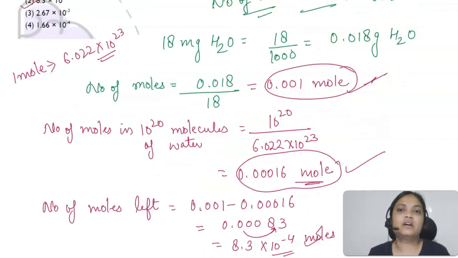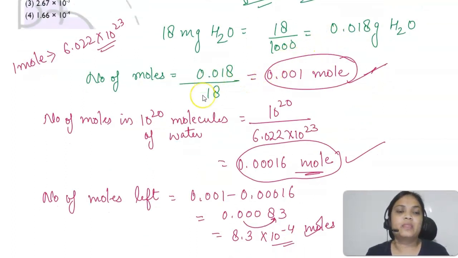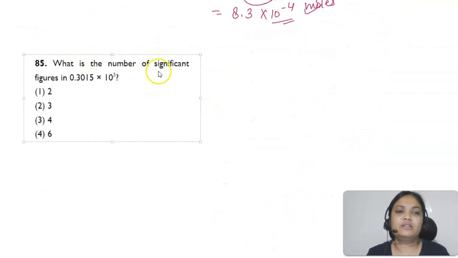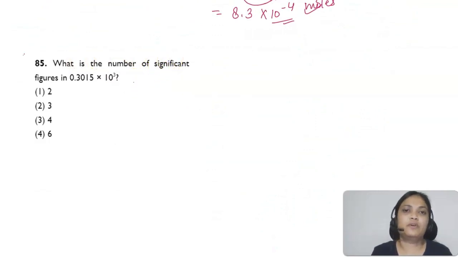So students, this is how you are going to solve the questions of number of moles, right? Now one last question, this is very easy. What is the number of significant figures in 0.3015 into 10 to the power 3?